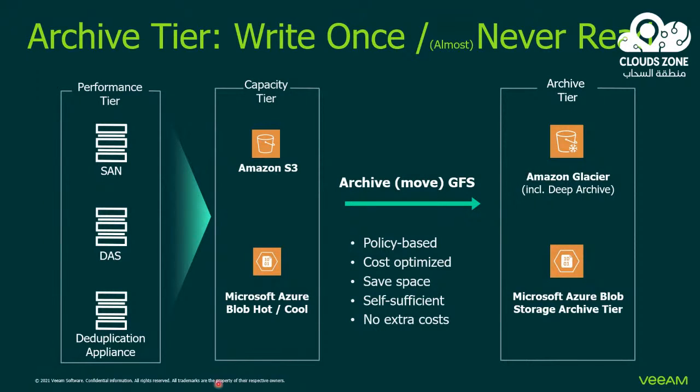tier. And the second tier would be the capacity tier, which is an object storage or an S3 compatible object storage. And the third tier would be the archive tier. So your target for the backup would be the scale out backup repository. And then the backup file will be copied and moved across those, from the performance to the capacity, then to the archive tier, based on your defined policy.